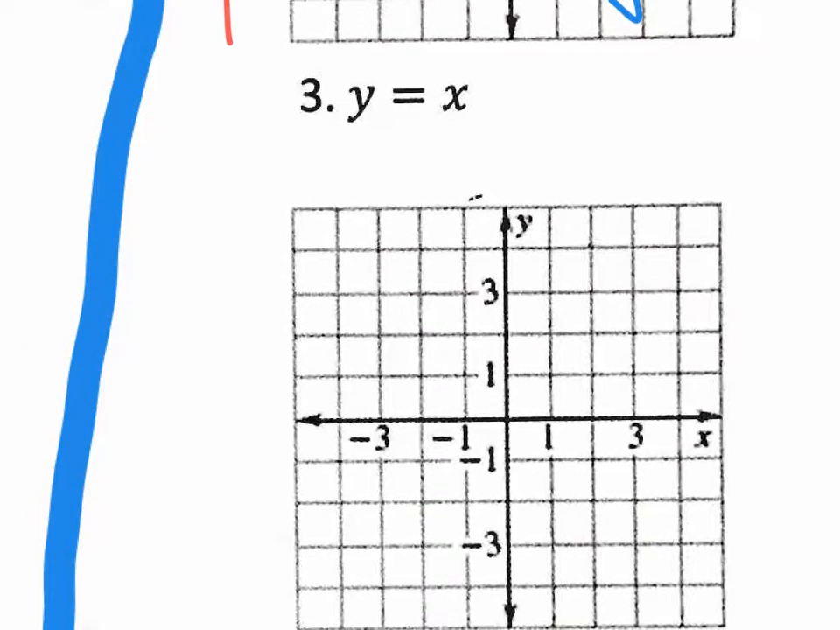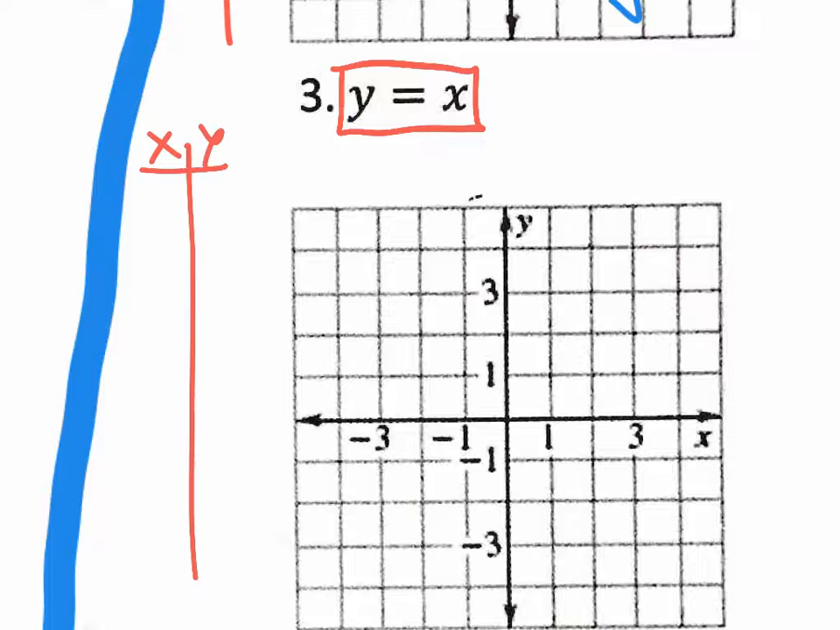Number 3, that one's really easy. That one is in function form. Y is already by itself. But what does it say? It says y equals x. Y has to equal x. X has to equal y. So if I did plug in a 0, that means that y would have to be 0. If I plugged in a 1, it would have to be 1, sorry. Plug in a 2, it would have to be 2, and so on and so on.